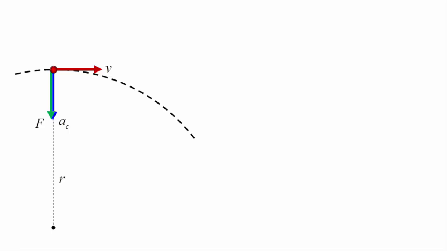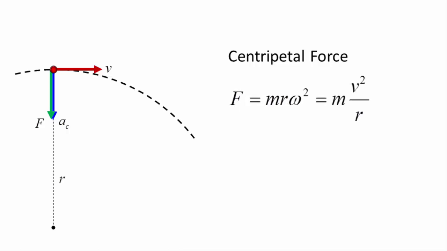Newton's second law defines the force being equal to the product of the mass and its acceleration. Since the acceleration is centripetal, then the force can be written in terms of the angular speed as well as the linear speed.